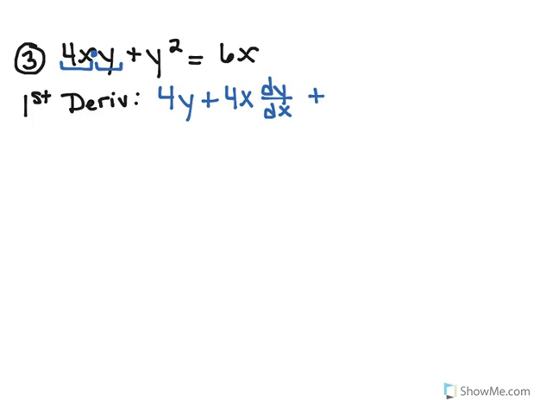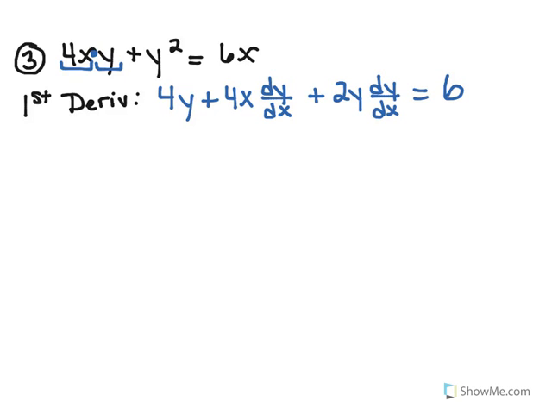Now we need to do the derivative of y squared. Well, that will be 2y dy/dx. And that's equal to the derivative of 6x, which is simply 6. Now I need to go through and solve for dy/dx.